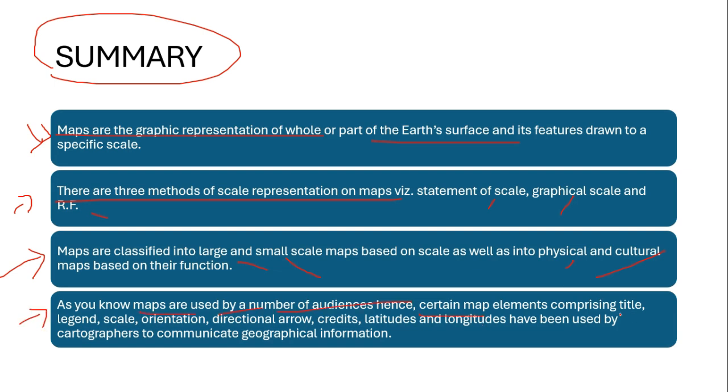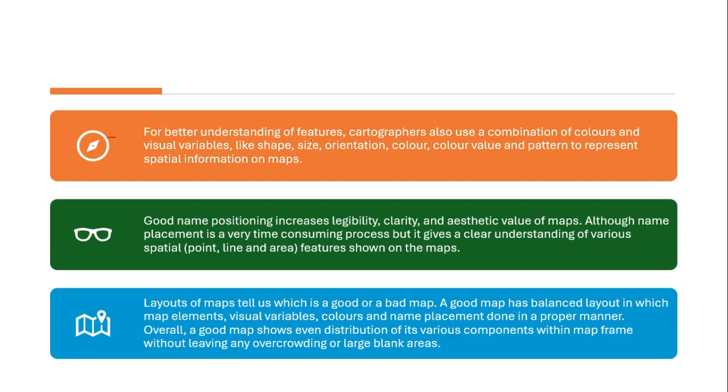Certain map elements comprising title, legend, scale, orientation arrow, credit, latitude and longitude have been used by cartographers to communicate geographical information. For better understanding of features, cartographers also use a combination of colors and visual variables like shape, size, orientation, color value and pattern to represent spatial information on a map. We also learned about the different elements positioning on a map, and also how to properly place a feature name. We also saw how a map can be judged as a good map or bad map based on balance in map elements, and also keeping in mind the focus of attention points.